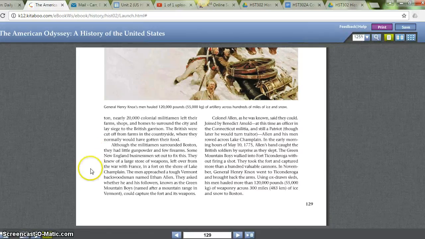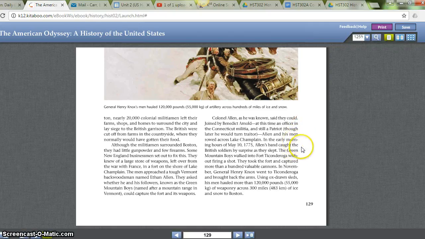They asked whether he and his followers, known as the Green Mountain Boys, named after a mountain range in Vermont, could capture the fort and its weapons. Colonel Allen, as he was known, said they could. Joined by Benedict Arnold, at this time an officer in the Connecticut militia, who was still a patriot, though he later turned traitor, Allen and his men rode across Lake Champlain.